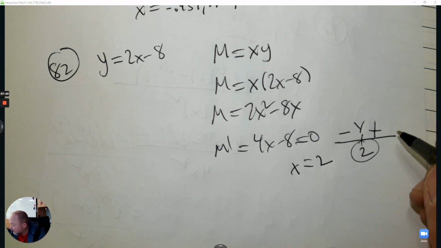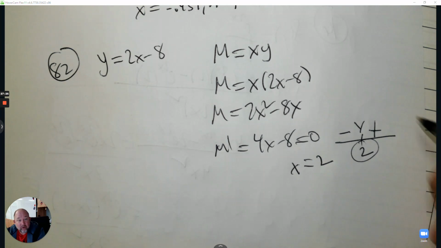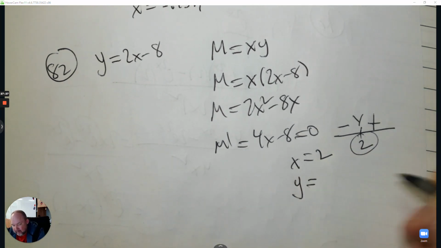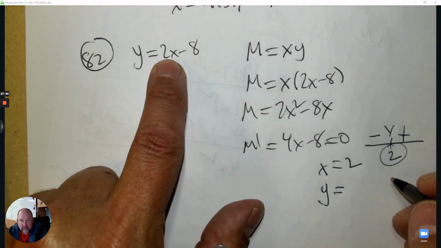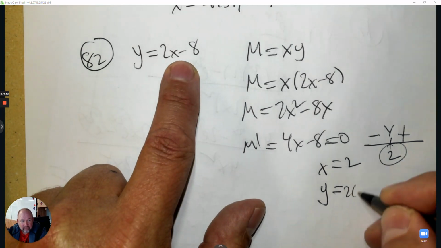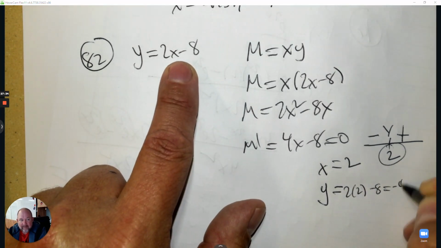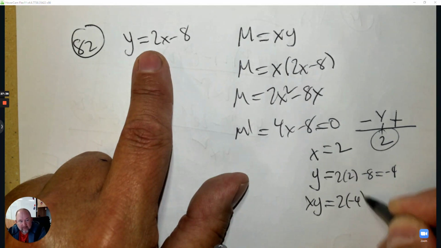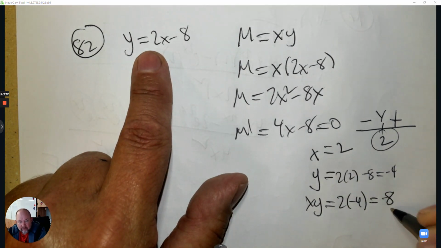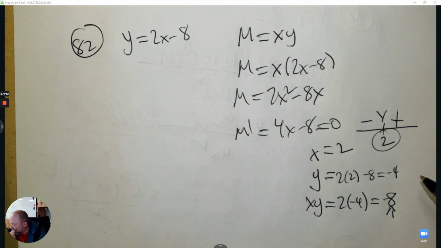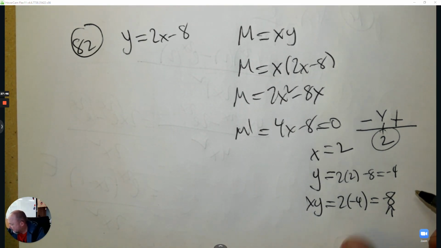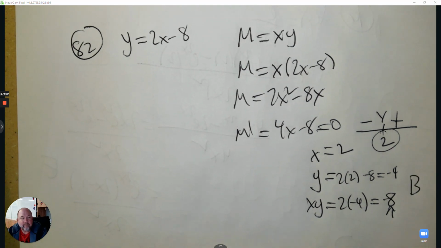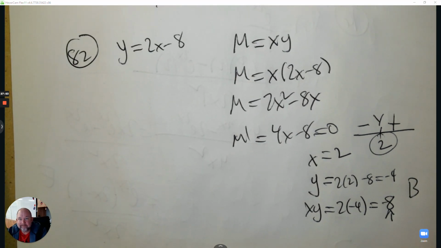And so what is the minimum value? So x is 2, so then y would equal what? So plug in 2 times 2, take away 8. And then you actually have to multiply it together. So 2 times negative 4, and you get the answer. So the question was, what is the minimum value? And so the answer is negative 8. So the answer is B. Make sure you're a good reader about it.